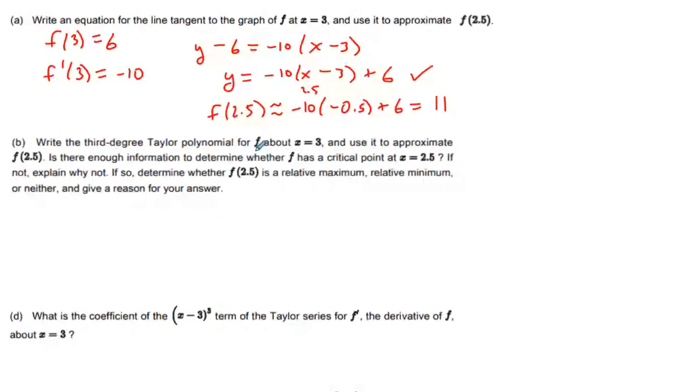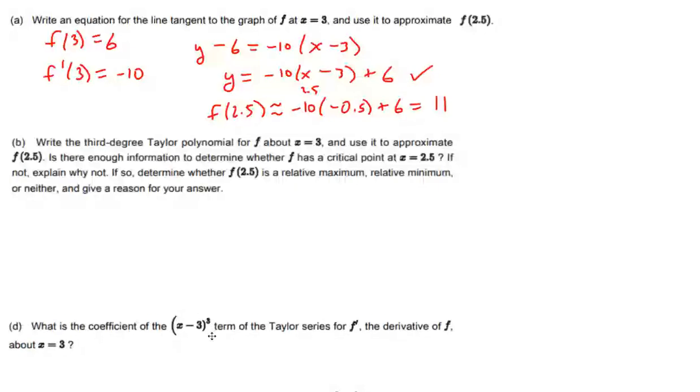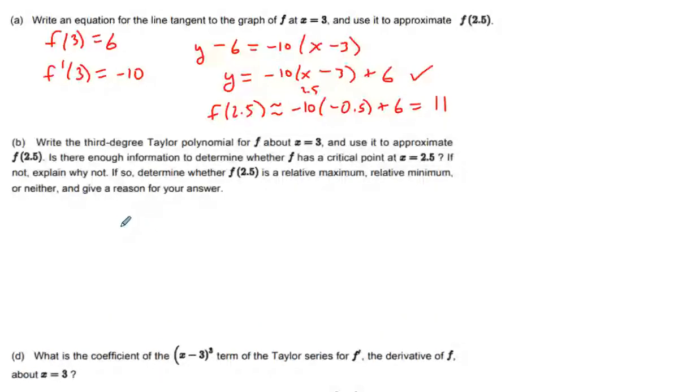Part B says, let's go ahead and write the third degree Taylor polynomial. And let's just start with that. Then they ask you some follow-up questions. So for the third degree Taylor polynomial, we're going to go ahead and set up our little chart here. 0, 1, 2, and 3. And we're looking at f of x, f prime of x, second derivative, and third derivative. All of these are going to be at x equals 3.